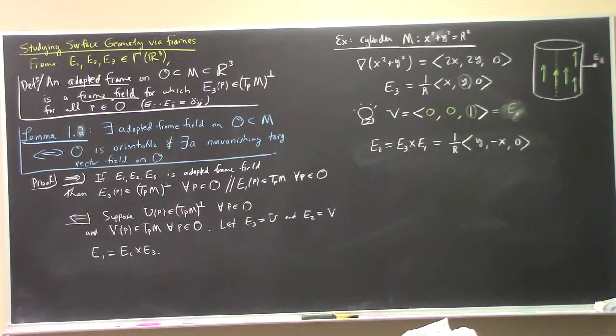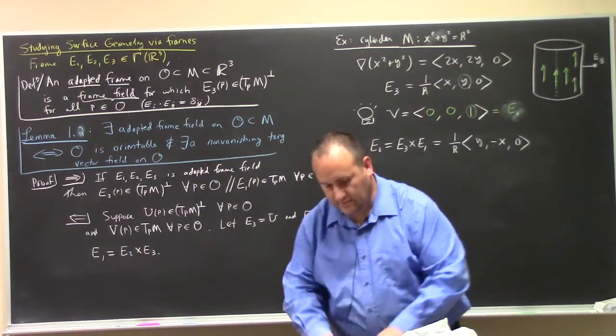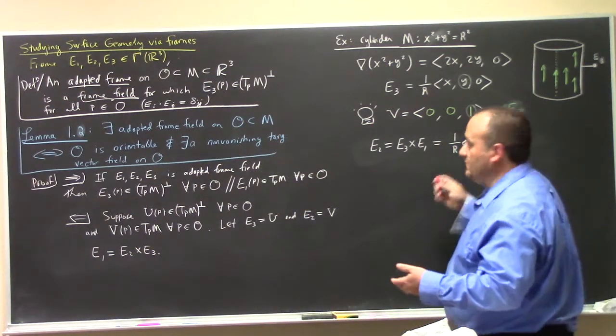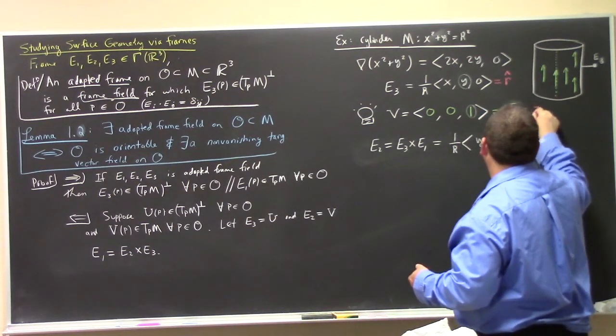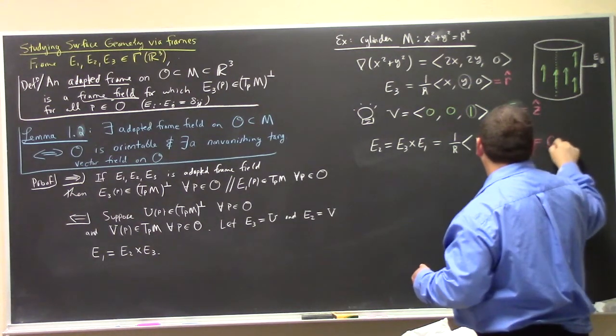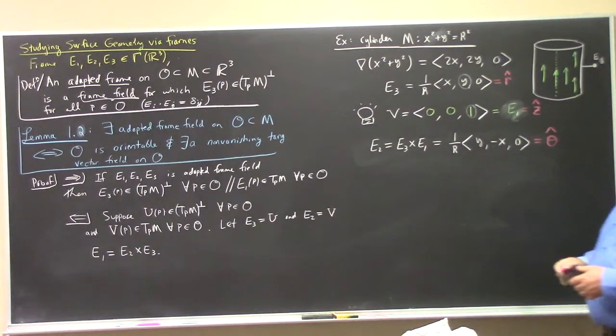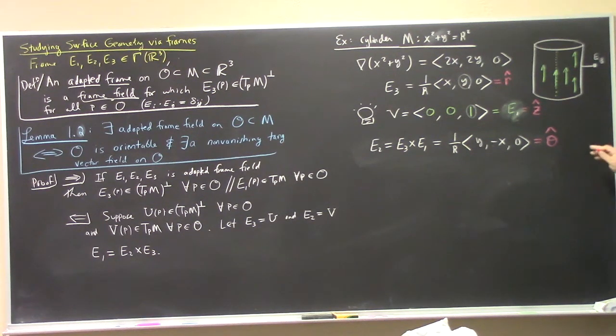It's all good. So, by the way, these particular vector fields in physics, we would call this r hat, this is z hat, and this guy is theta hat. So these vector fields are the cylindrical coordinate system. Essentially, the theta hat and the z hat are tangent to the cylinder, and the r hat serves as the unit normal. Together, z hat, theta hat, r hat serves as an adapted frame field to the cylinder. Okay, this is an example.